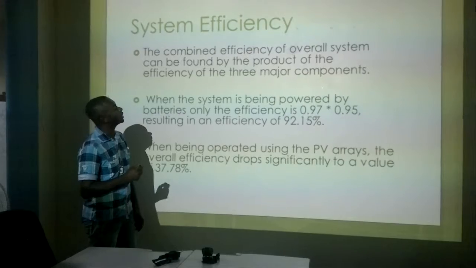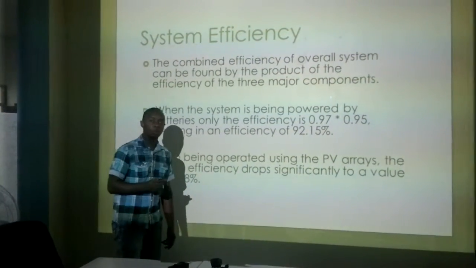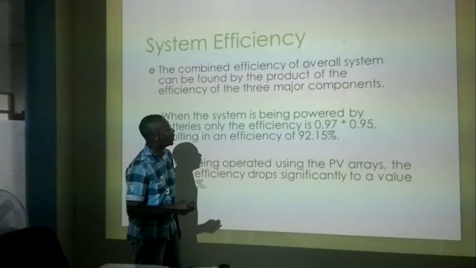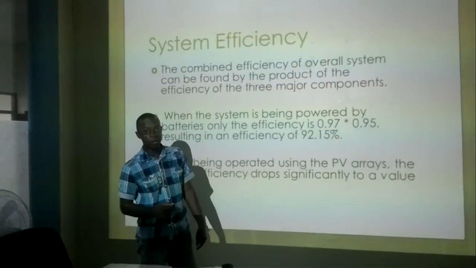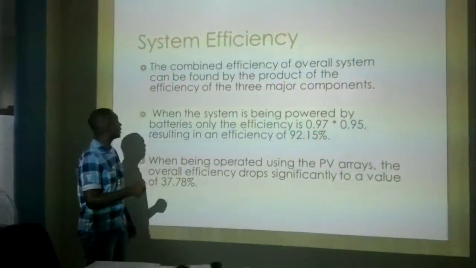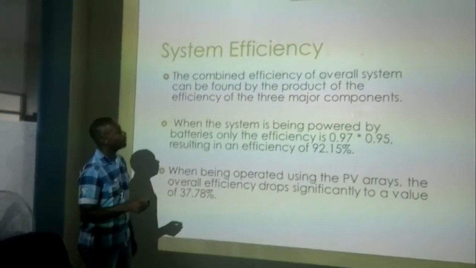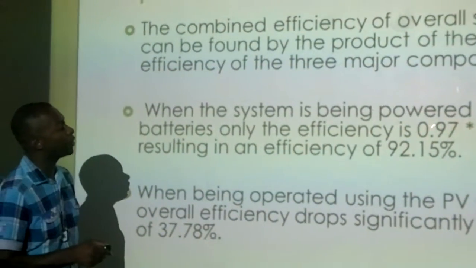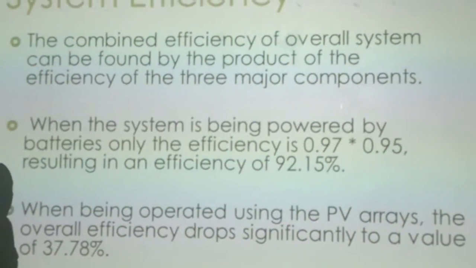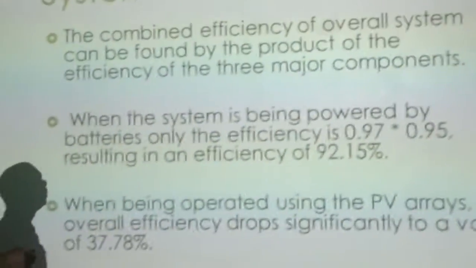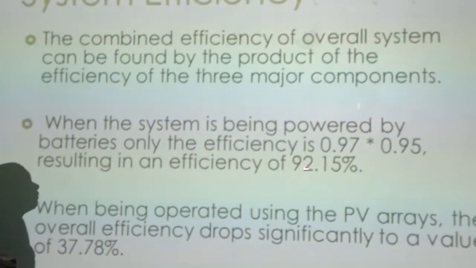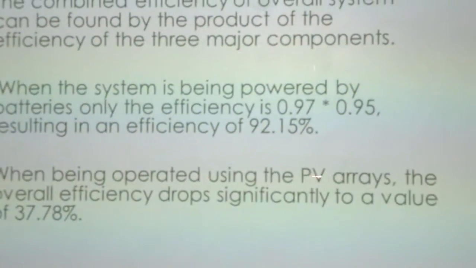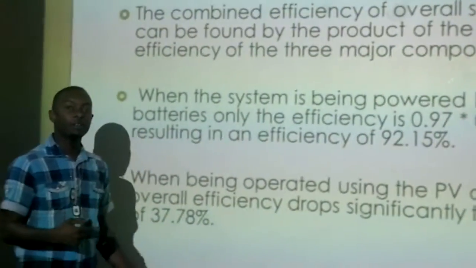Now, the efficiency of the system can be looked at in two aspects. One aspect is when you're operating only on a battery bank, and another is when you're operating using the PV arrays. If you look at the efficiency of the system, you can see it right here. Whenever you're operating on the battery bank only, the efficiency of the system is a function of the efficiency of the inverter and the efficiency of the battery bank itself. This gives an overall system efficiency of 92.15%.